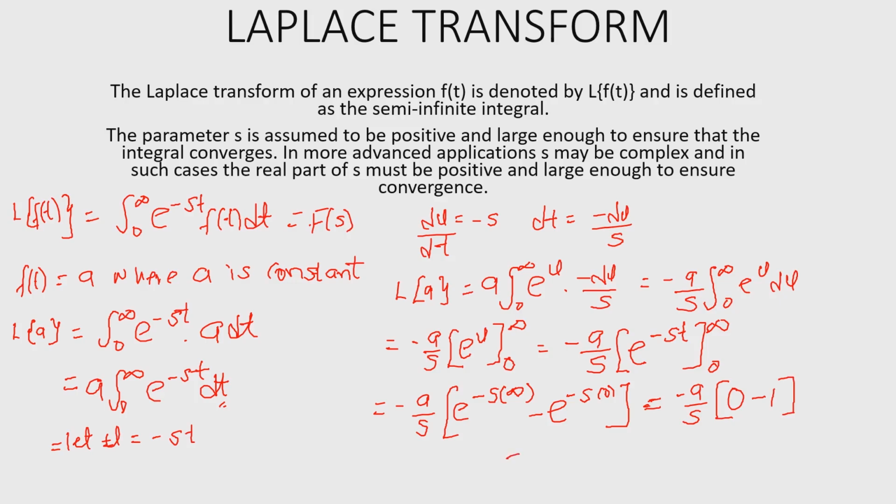So finally we are going to have minus a over s into minus 1, which is going to give you a over s. So now what we are trying to say is that when you find the Laplace transform of a constant, your answer is a over s. So the Laplace transform of a constant value is going to be a over s.